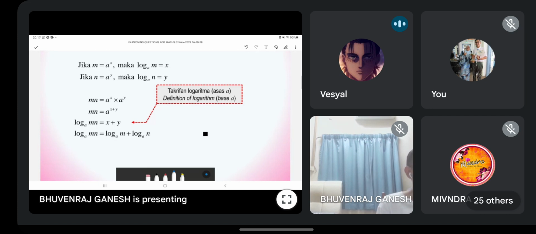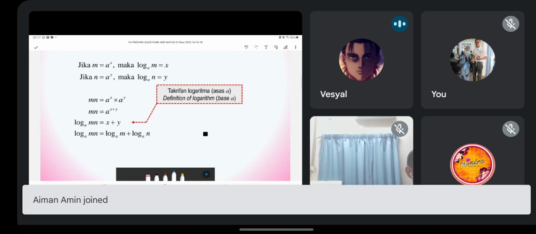So you must know that a^x times a^y is the same as a^(x+y). So if you see in the second line and the first line, it's actually the same thing. So the next step will be to change the indices into logarithm form.